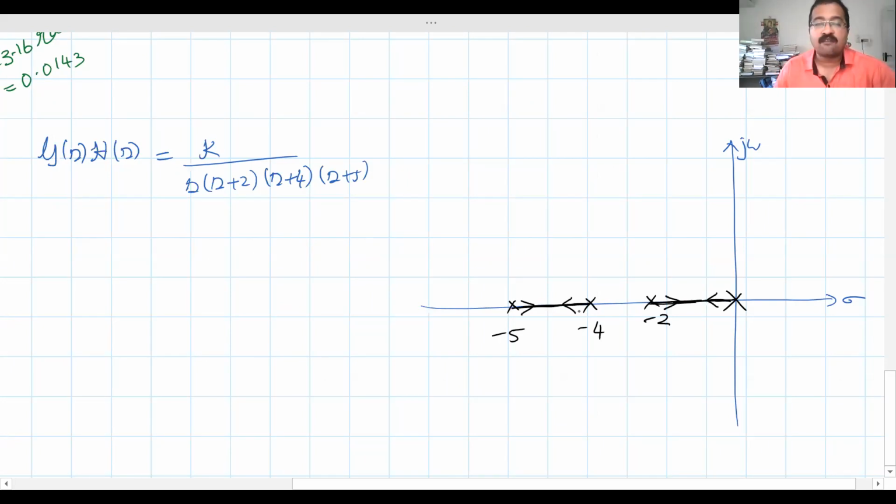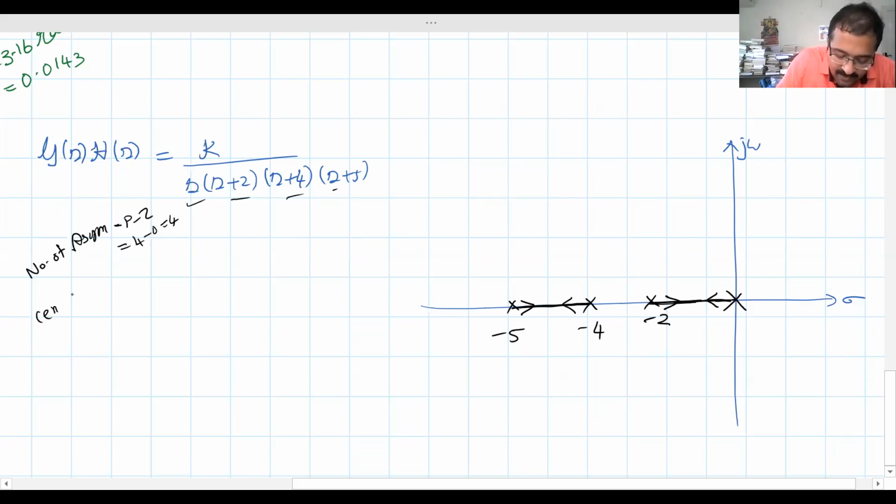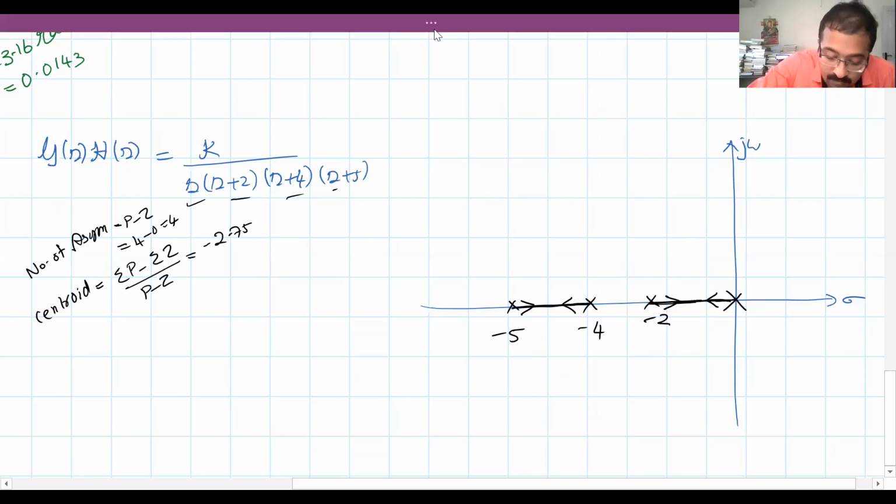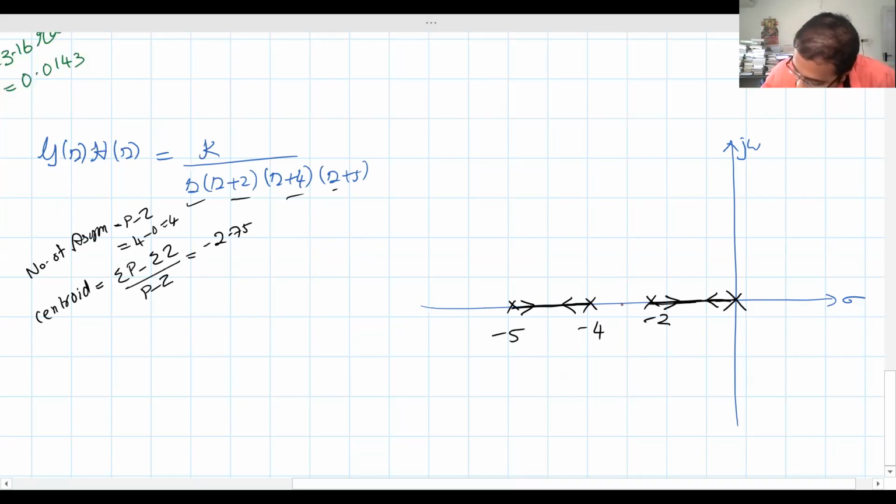So there will be two breakaway points. Right now, number of asymptotes. How many? P minus Z. What is P? P is 4 and Z is 0. 4 minus 0, 4. Centroid. How will you find the centroid? Sigma P minus sigma Z divided by P minus Z. If you do that calculation, you will get minus 2.75. Minus 2.75 will be your centroid. So let me mark that first. Minus 2.75 is my centroid.